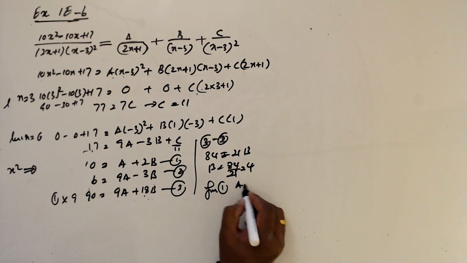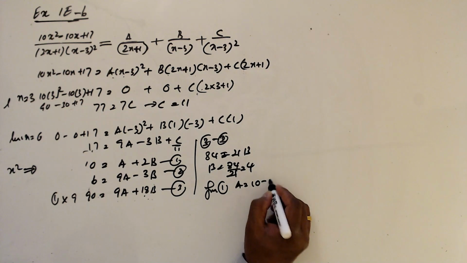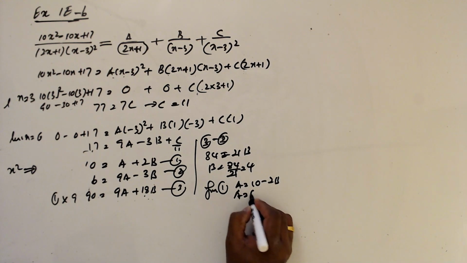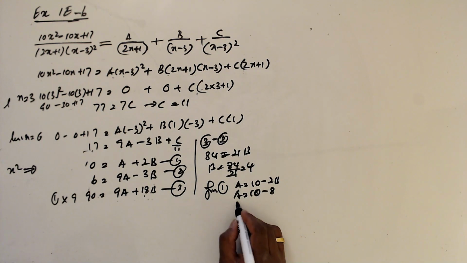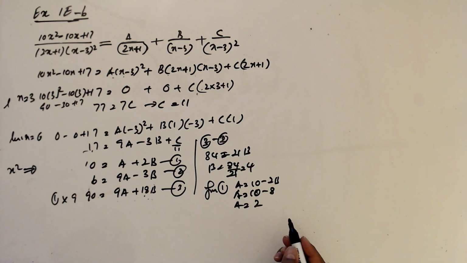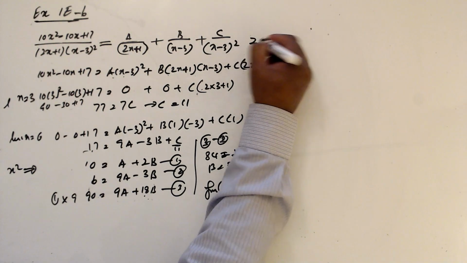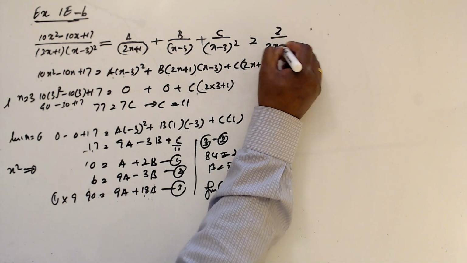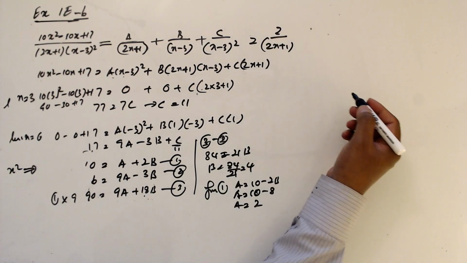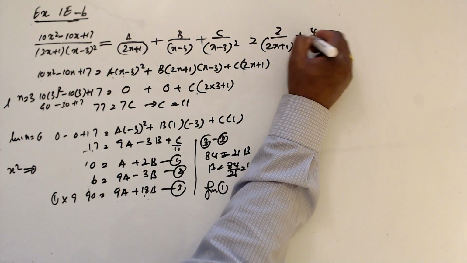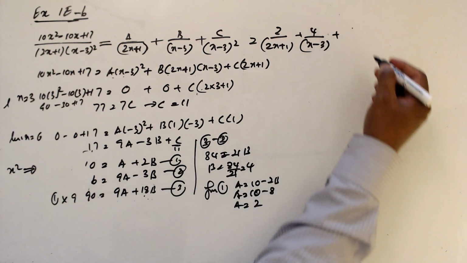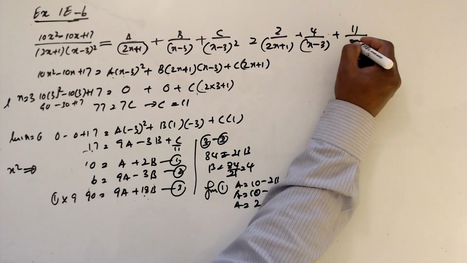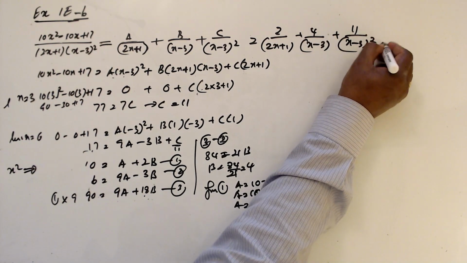Now we can find, from 1, A equals 10 minus 2B. So A equals 10 minus 8. So A equals 2. So we'll write now 2 over 2x plus 1, and B is 4 over x minus 3, and C is 11 over x minus 3 squared.